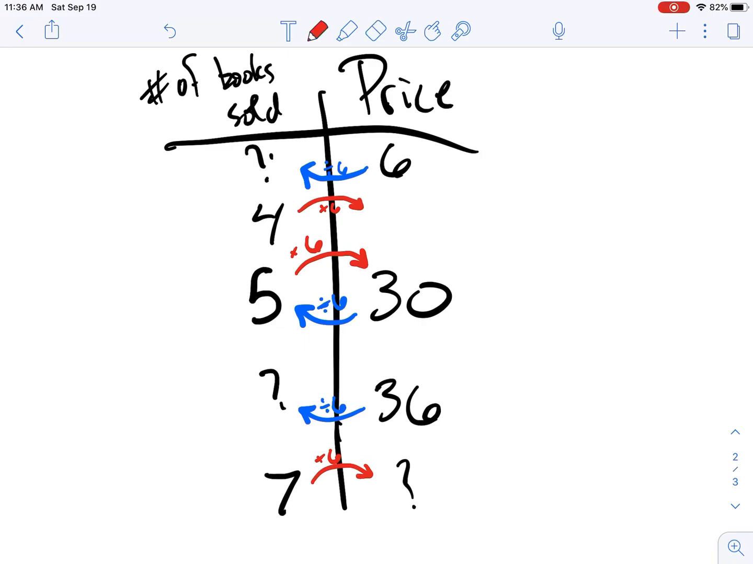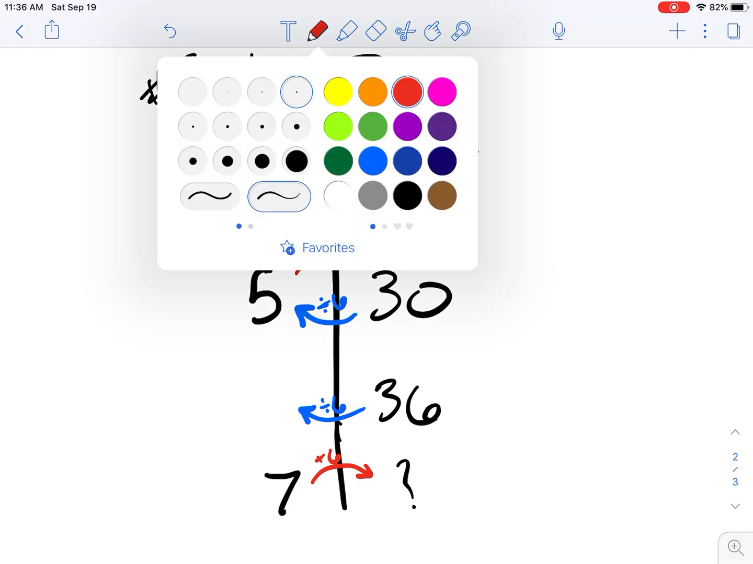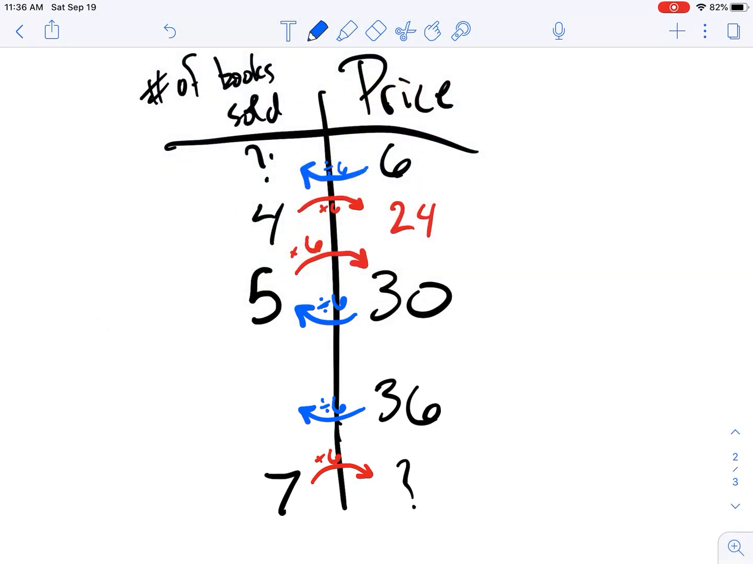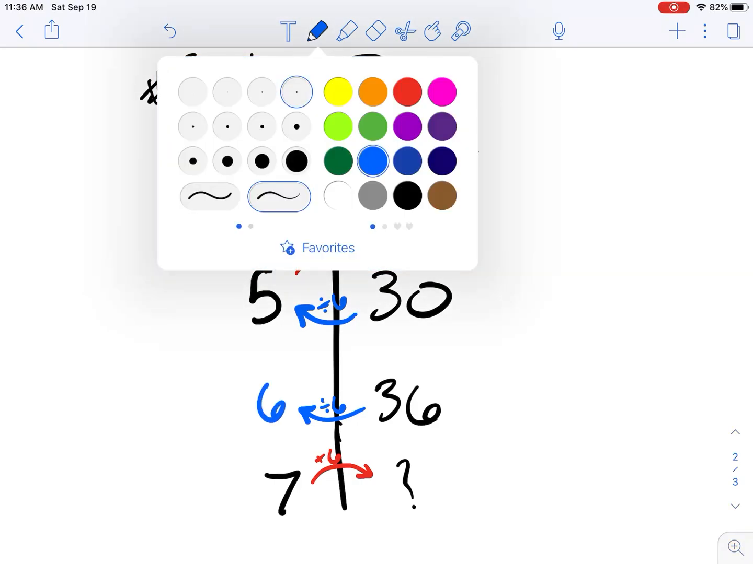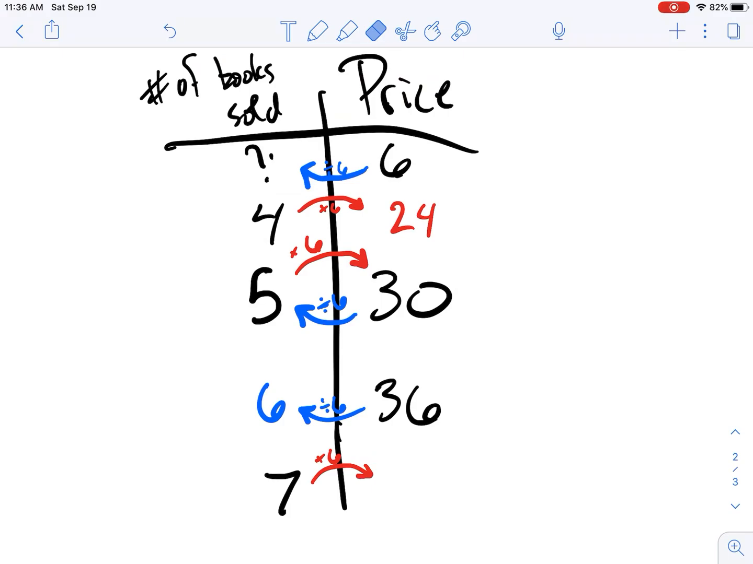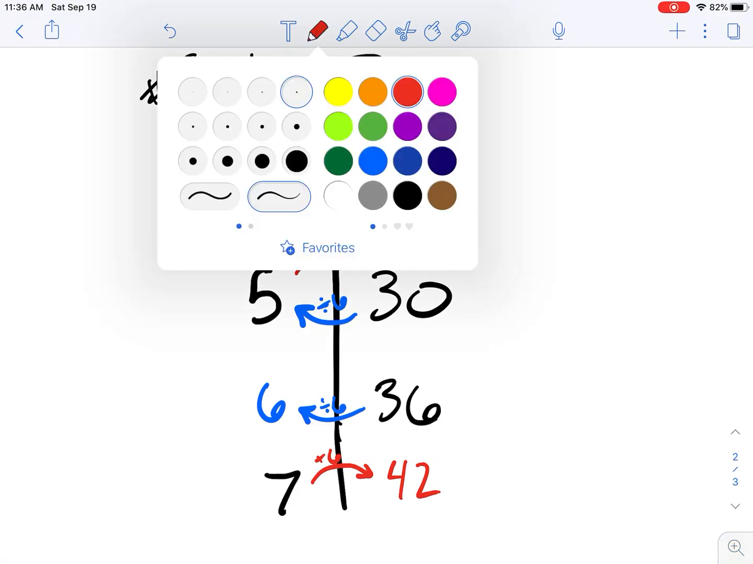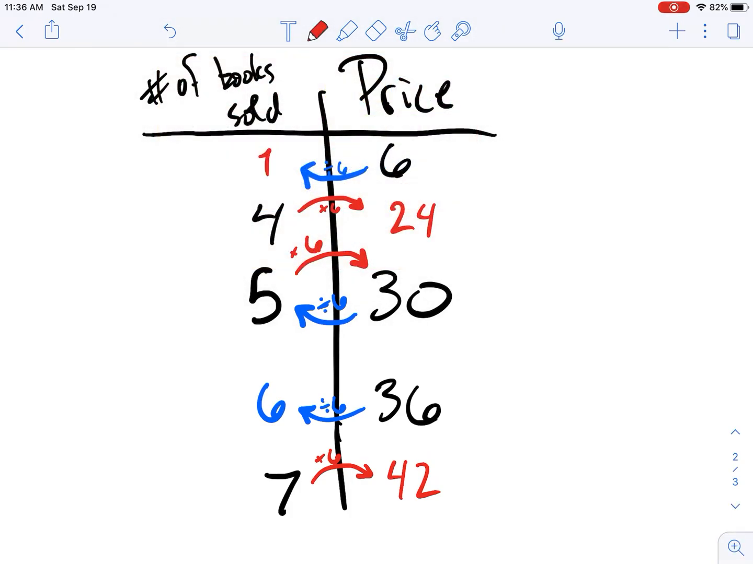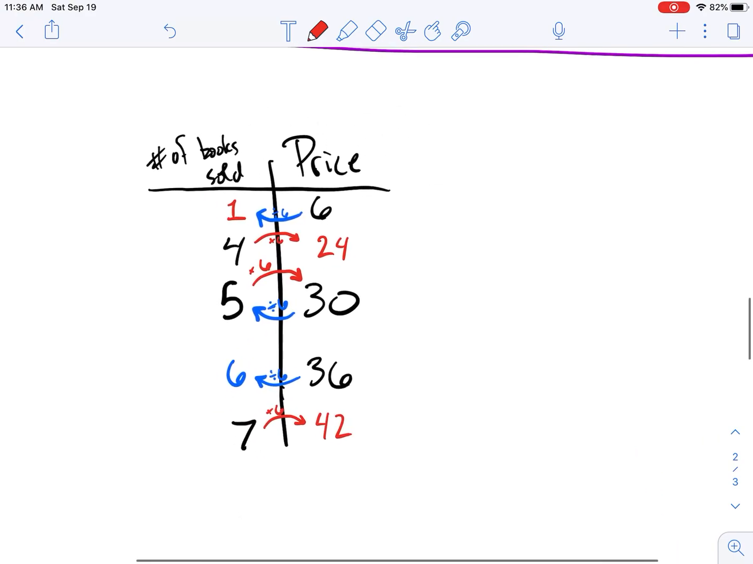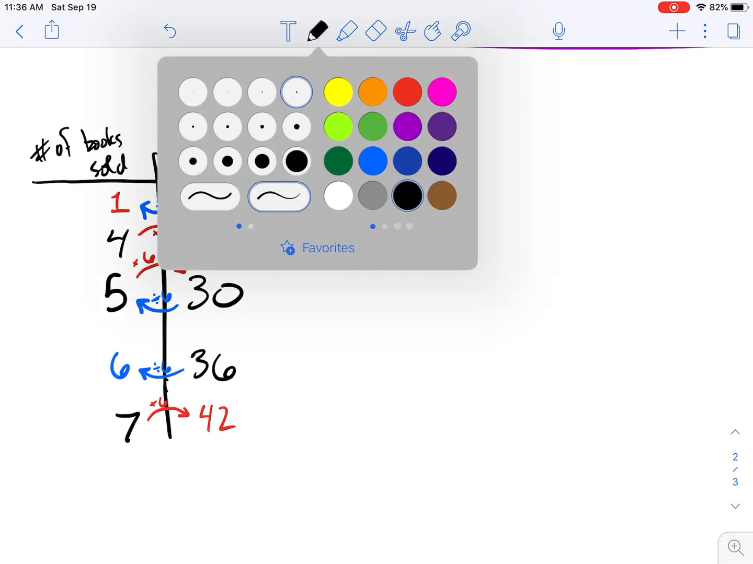So here, 4 times 6 is 24. Going down to 36, we know that 36 divided by 6 is 6. For 7 times 6 is 42. And finally, over here, we are going to be doing 6 divided by 6, and that is 1. That is our unit rate, right? Our unit rate is 1, and our constant of proportionality is 6.